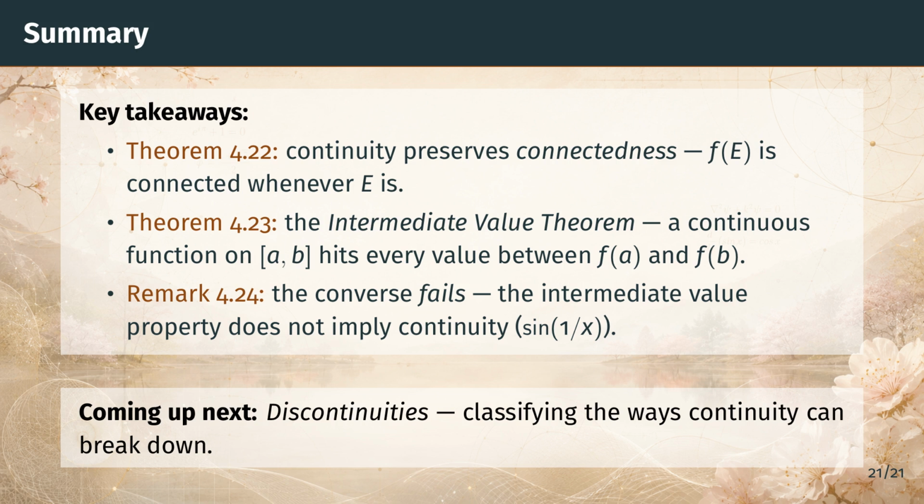The third takeaway is a cautionary one. It is tempting to believe the intermediate value theorem has a converse, that the intermediate value property forces continuity, but it does not. The function sine of 1 over x has the intermediate value property near the origin yet is badly discontinuous there. So continuity is strictly stronger.